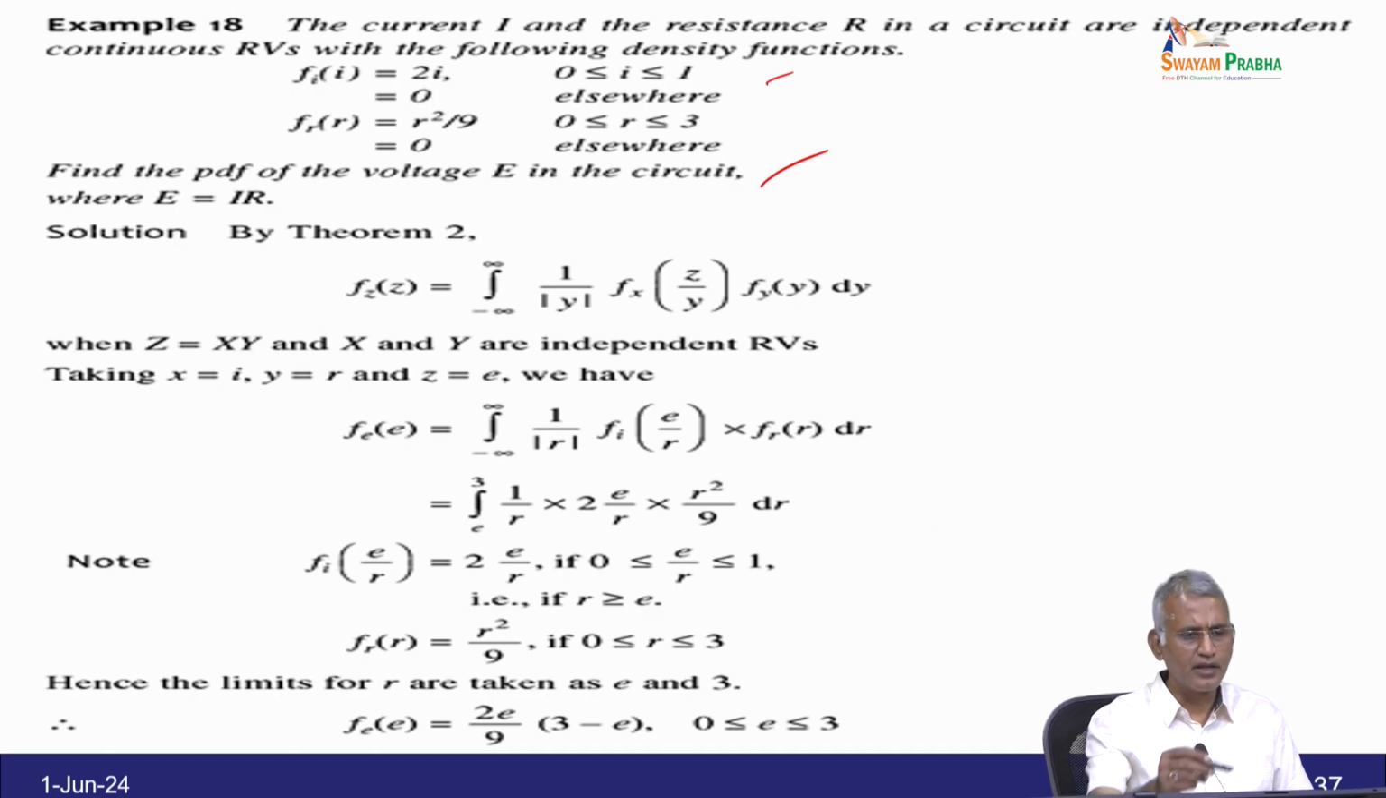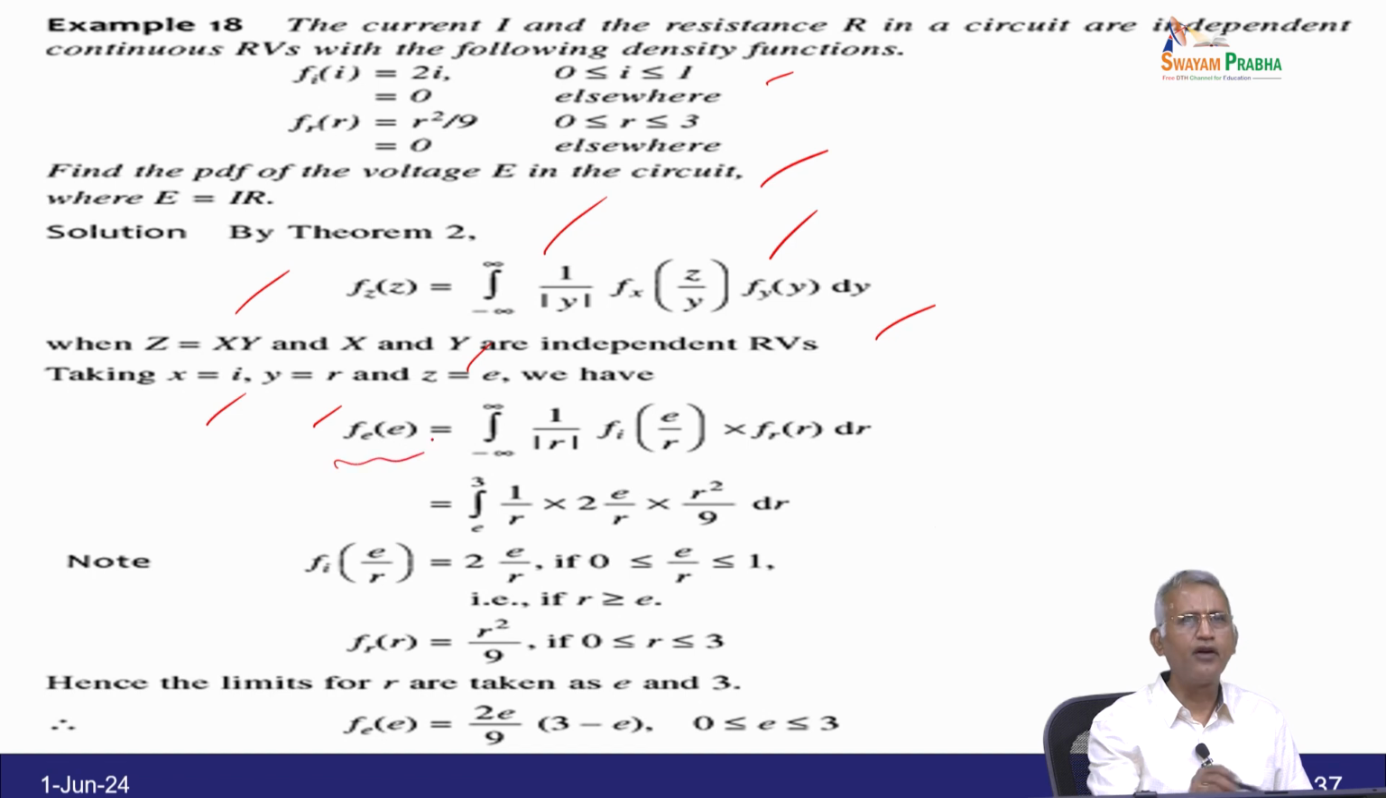Now according to the theorem, f_Z(z) equals the integral from minus infinity to plus infinity of 1 by modulus of y into f_X(z by y) into f_Y(y) dy. Here Z equals XY, and X and Y are independent random variables. Take X equal to I, Y equal to R, and Z equal to E.